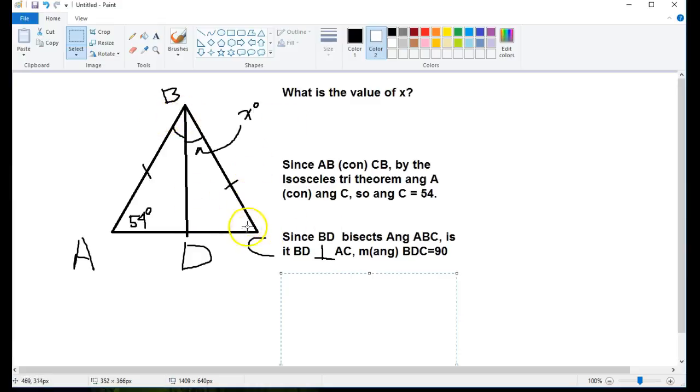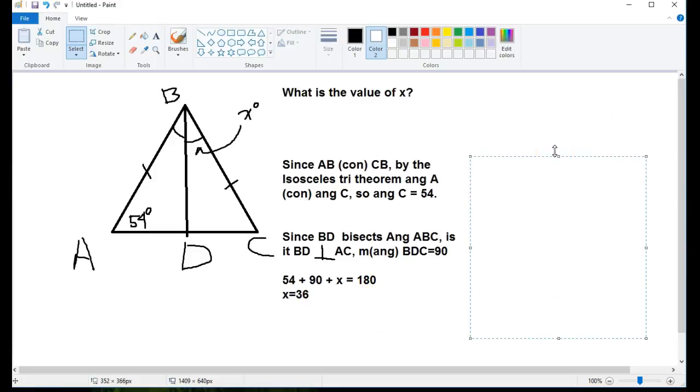So now we have this is 54, this is 90, and this is x. So that small triangle can be 54 plus 90 plus x equals 180, and then x would be simply 36 degrees.